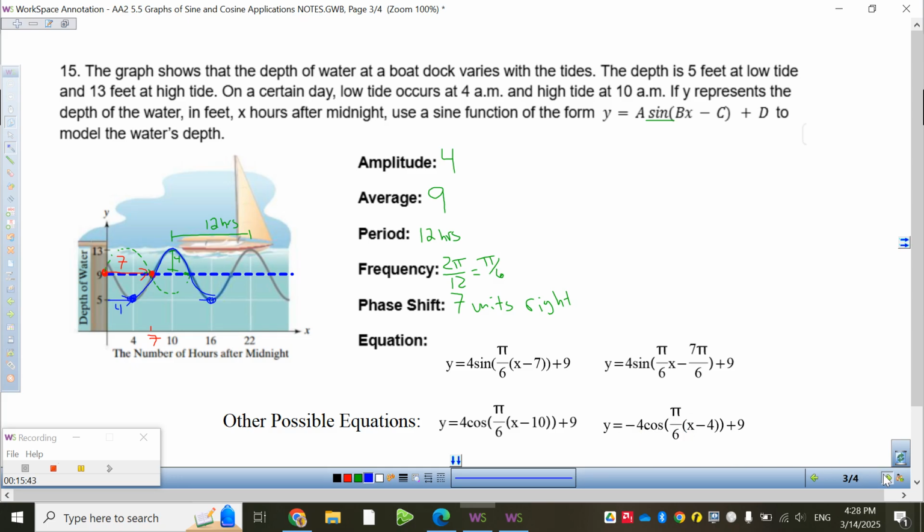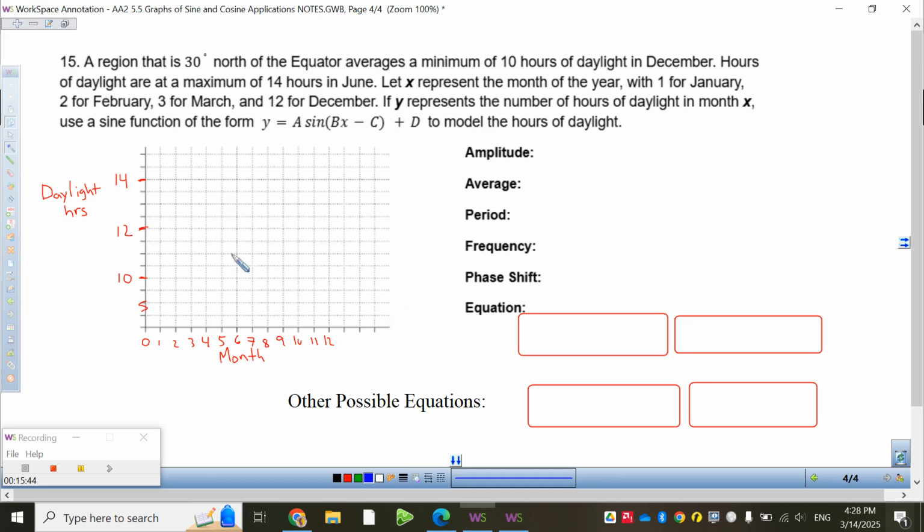All right, on to our third example for today. If you'd like to pause the video and set up your graph like mine, you can do so now.